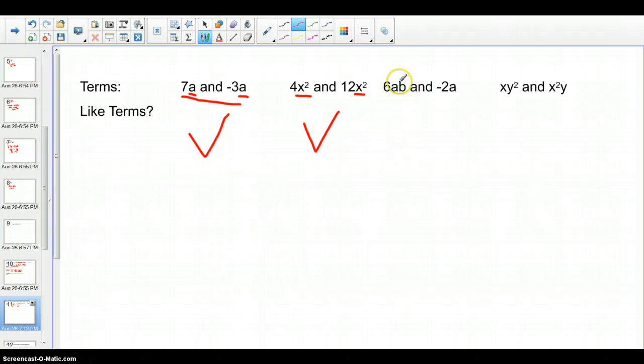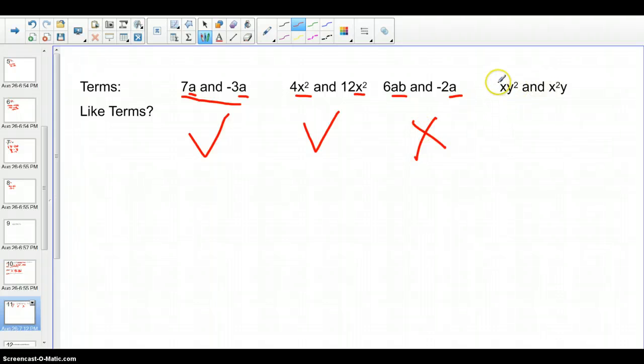Now let's look at 6ab and negative 2a. 6 is followed by ab. Negative 2 is followed by an a. That's the last part. So when I look at like terms, I look at the ending after the number. This ends as an ab, this ends as an a. Do they end exactly the same way? No, because in order to end exactly the same way, it either had to end as an a or an ab. So these are not like terms.